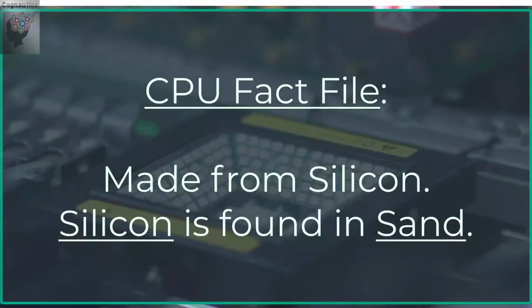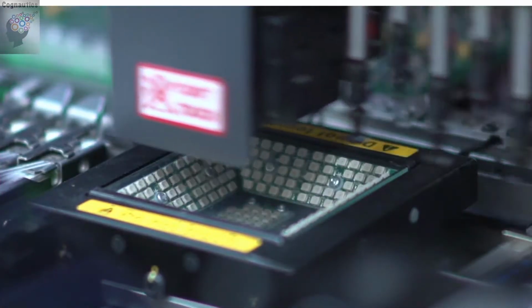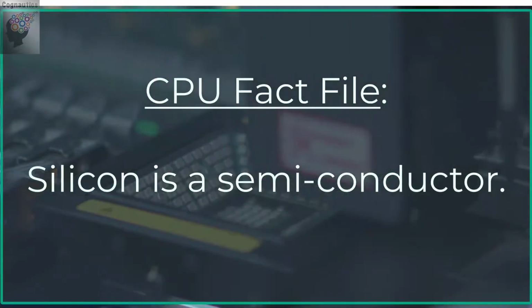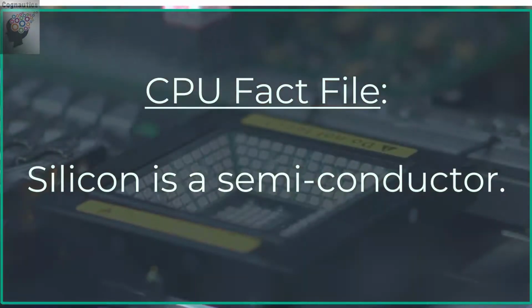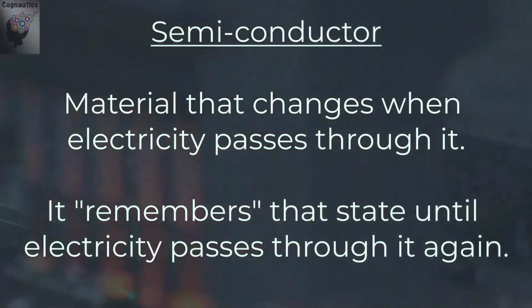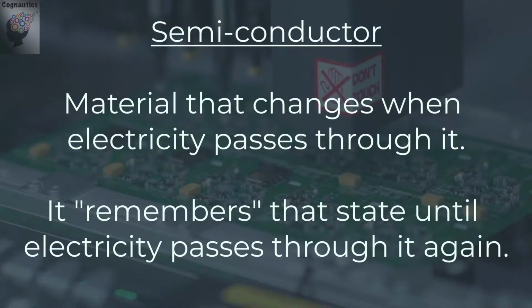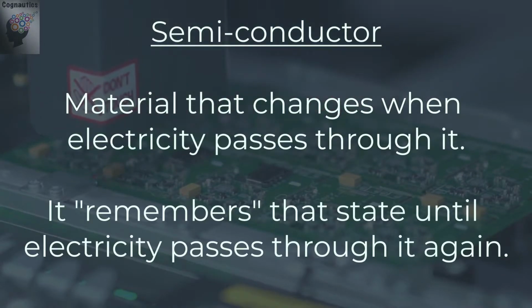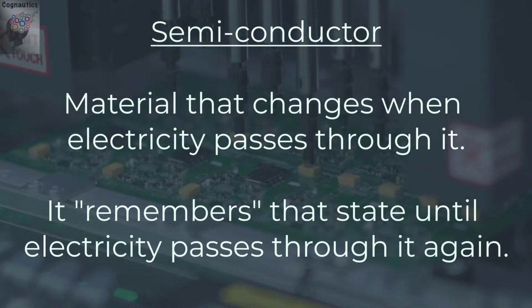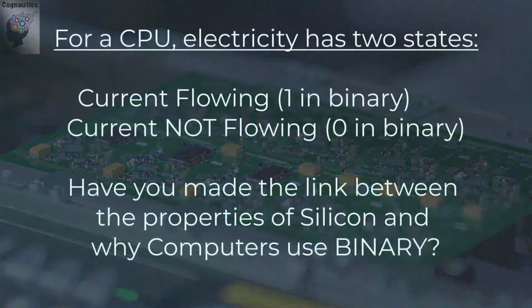So let's think about some key facts about the CPUs. They're made from a substance called silicon, and silicon's found in sand. Silicon is a semiconductor. Now, what's a semiconductor? Well, it's material that changes when electricity passes through it. You can think of it as remembering the state, either charged or not charged, until electricity is passed through it again. And those are the special properties of silicon.